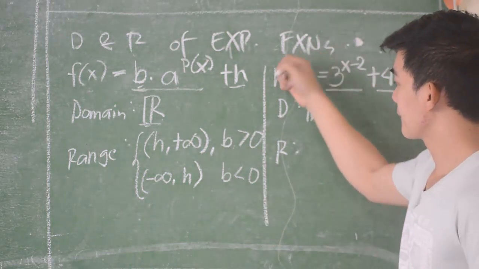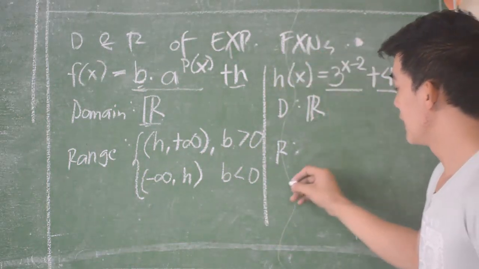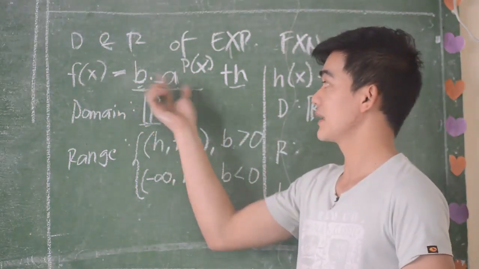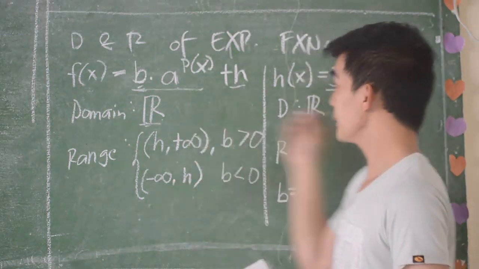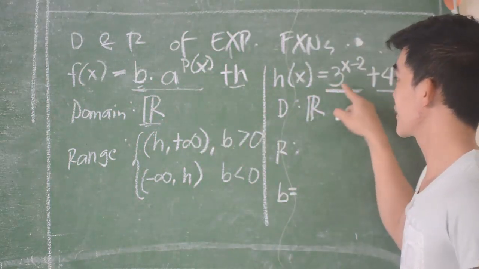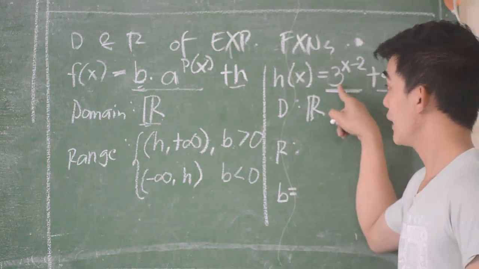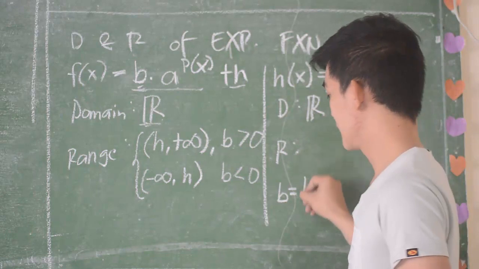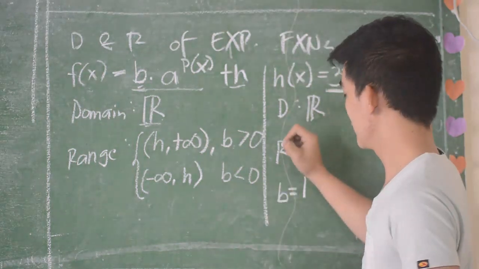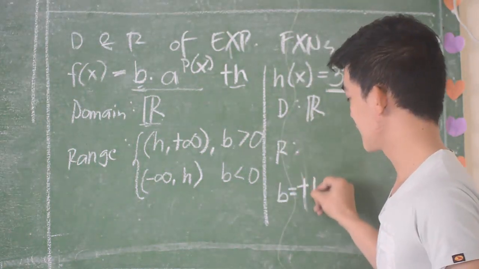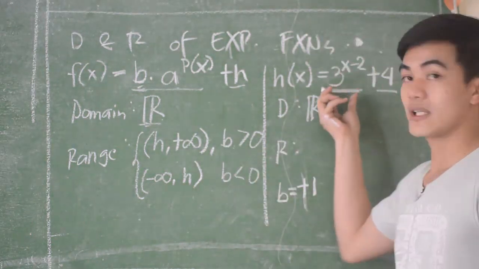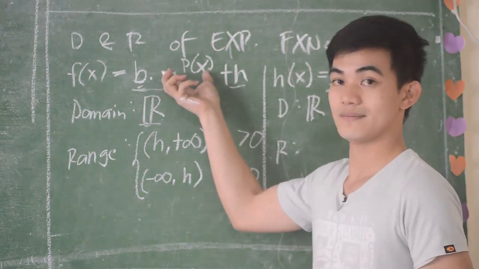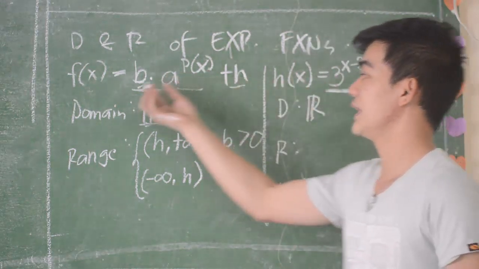If we look at the parts of this one, b here is the one beside the term raised to x. Our term raised to x here is 3 raised to x minus 2. So what is beside the 3? Obviously, nothing, right? If nothing is written, that means it is 1, or, since we're dealing with signs, positive 1. Where did I get that? From here, our b, the one beside a raised to p(x).